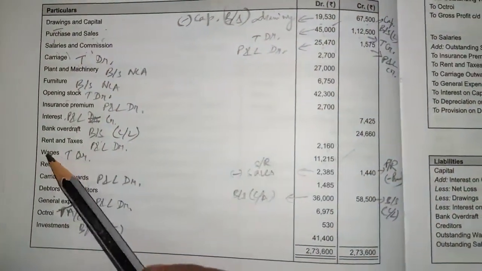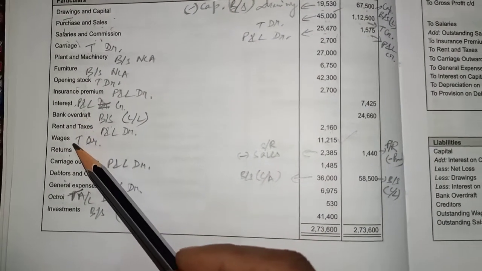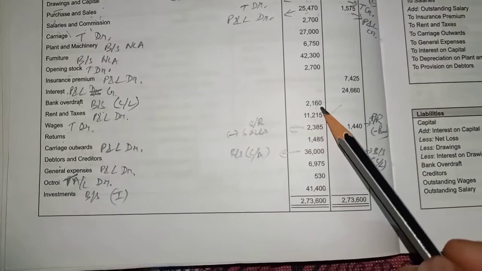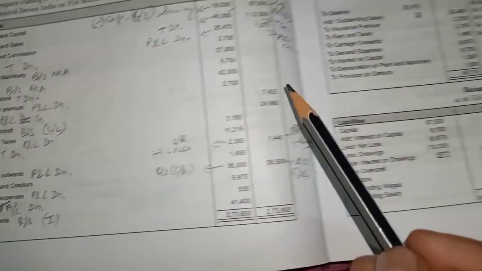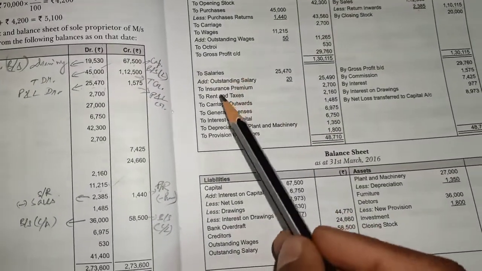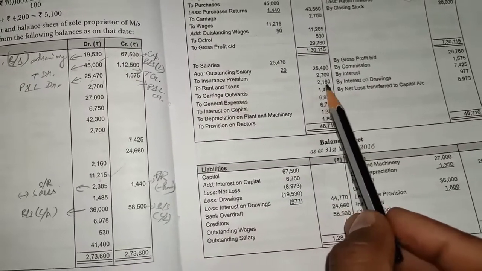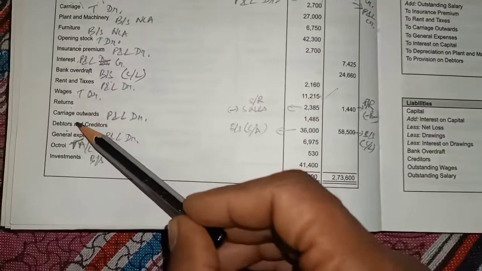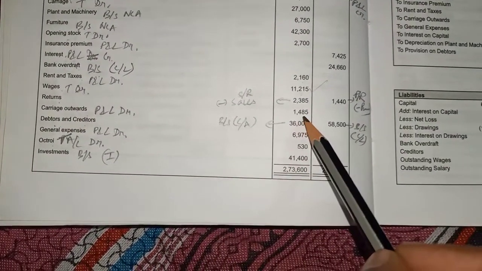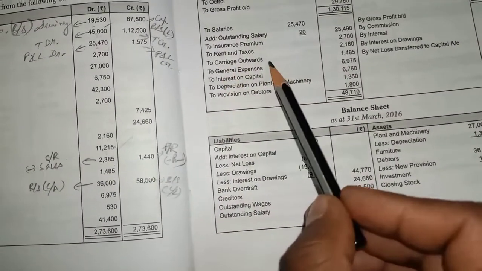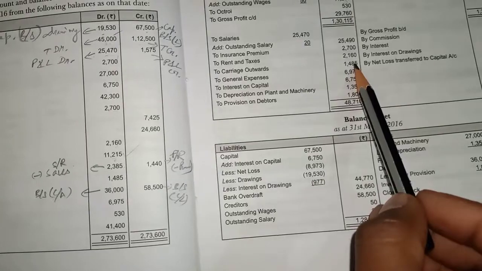Then comes to the next one. What is the next item? Rent and taxes, that is 2,160. There was no adjustment. We saw in the adjustment there was no adjustment with rent and taxes, so we will directly put it to rent and taxes 2,160 rupees. Now let's see what is followed up with that. Along with that we have got carriage outward, which is 1,485. Okay, so that will also come here to carriage outward 1,485.